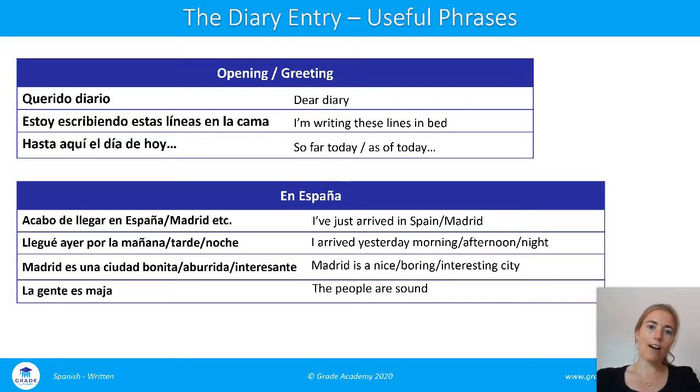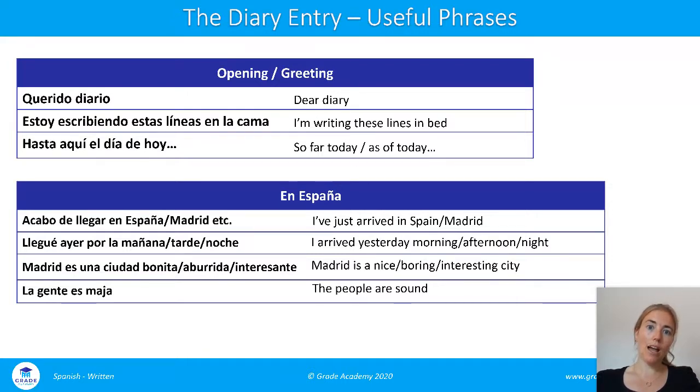Acabo de llegar, I've just arrived. You can use that again for any topic. It doesn't have to be in Spain. It can be, I've just arrived home. Acabo de llegar a casa. Llegué ayer, I arrived yesterday. Or you might say, llegué hace 2 semanas. It just depends. You need to be able to vary these sentences, but there are bits in them that can be applied elsewhere.